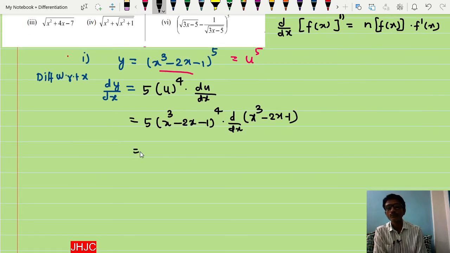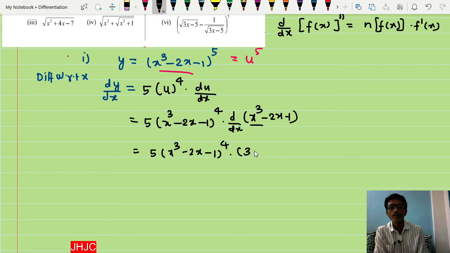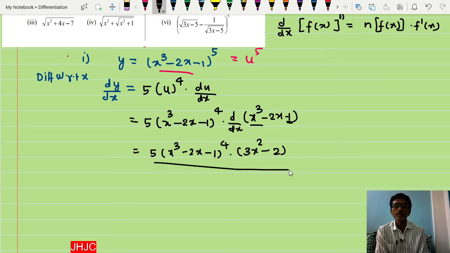Then it will be 5 into x cube minus 2x minus 1 raised to power 4. Derivative of x cube is 3x square. Derivative of 2x is minus 2 and derivative of constant is 0. So thus we are getting this answer. Next question, let's do this.